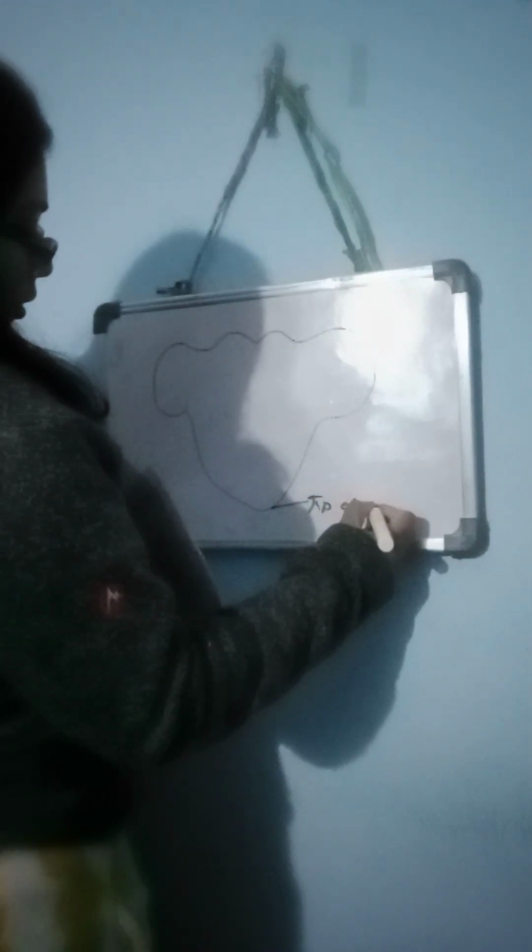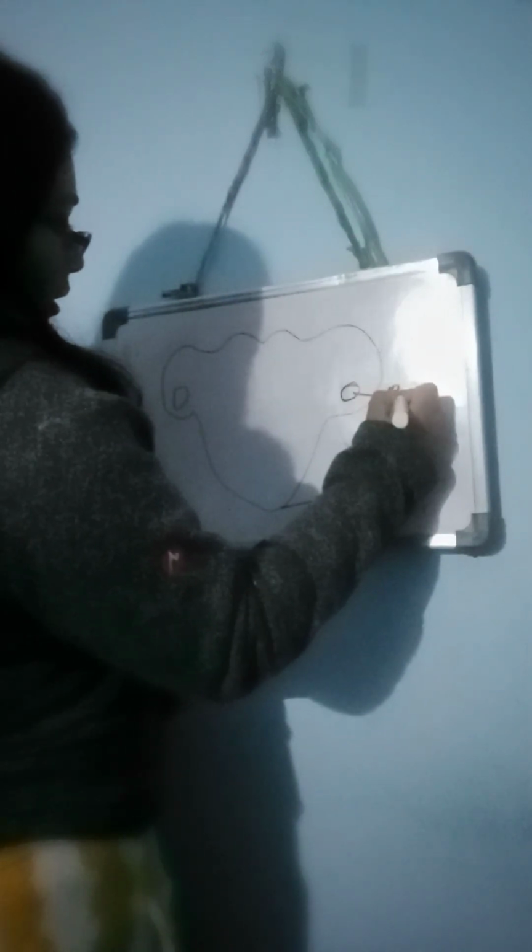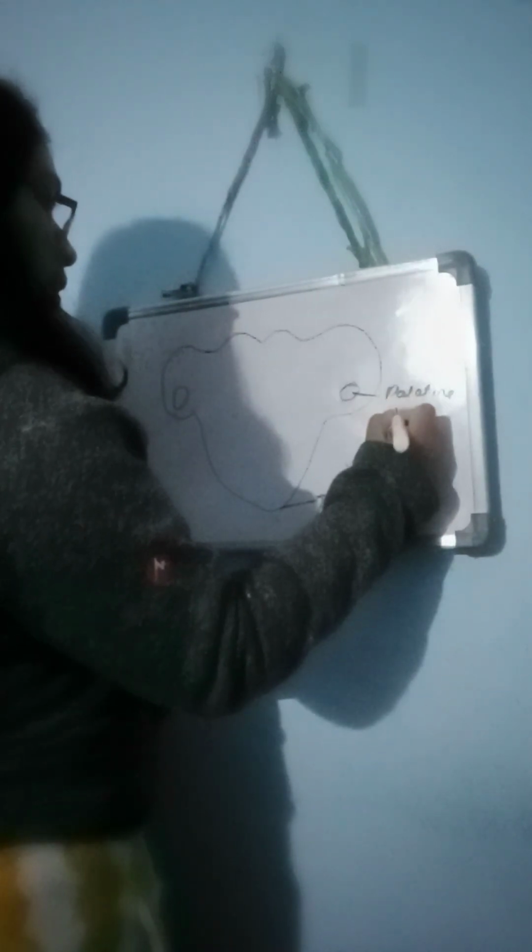Now we will know about some of the structures present. Again, we will draw the same figure. This one is the tip of the tongue and this one is the palatine tonsil, and here we have the vallecula. This depression which is present is known as the vallecula.